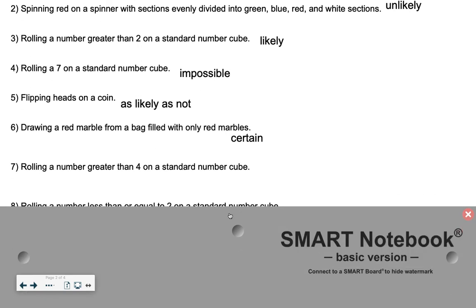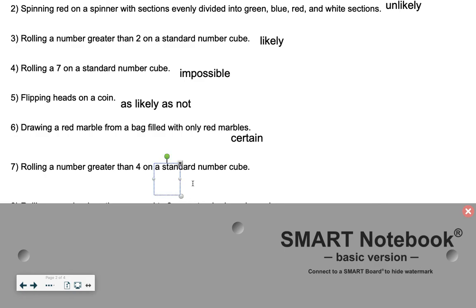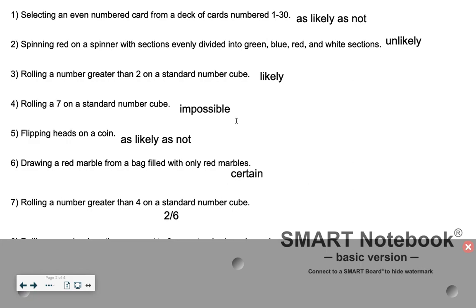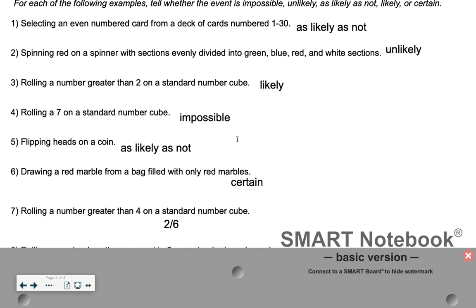All right, we're almost done. Let's see. Number 7 says rolling a number greater than 4 on a standard number cube. So how many numbers are greater than 4? We have 5 and we have 6. So 2 of the numbers on a number cube are greater than 4 out of 6 total numbers. So that would be a probability of 2 out of 6. And 2 out of 6 we know is less than a half. So that one we're just going to write unlikely because 2 is less than 3. So 3/6 would be equal to a half. 2 is less than 3, so it's unlikely.